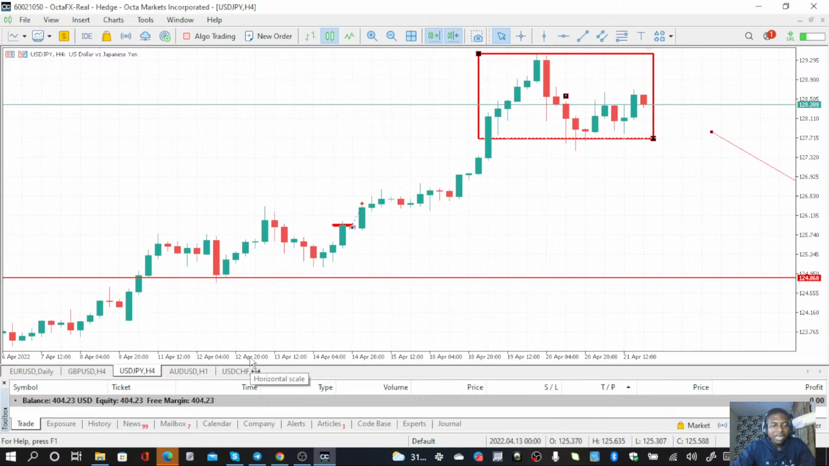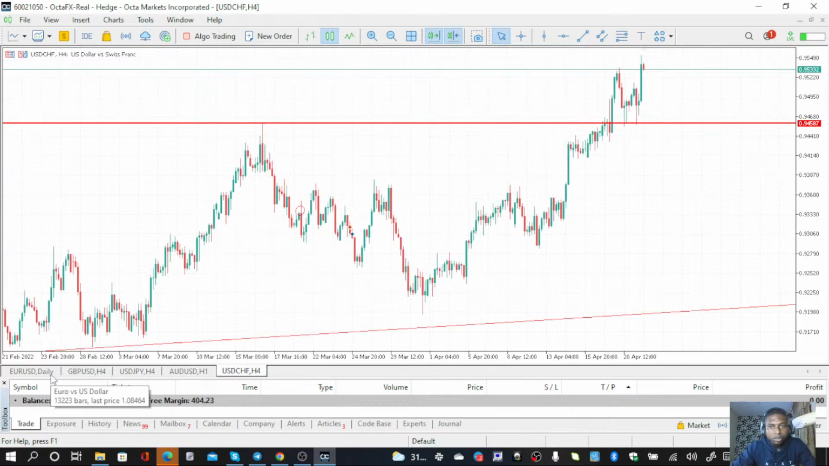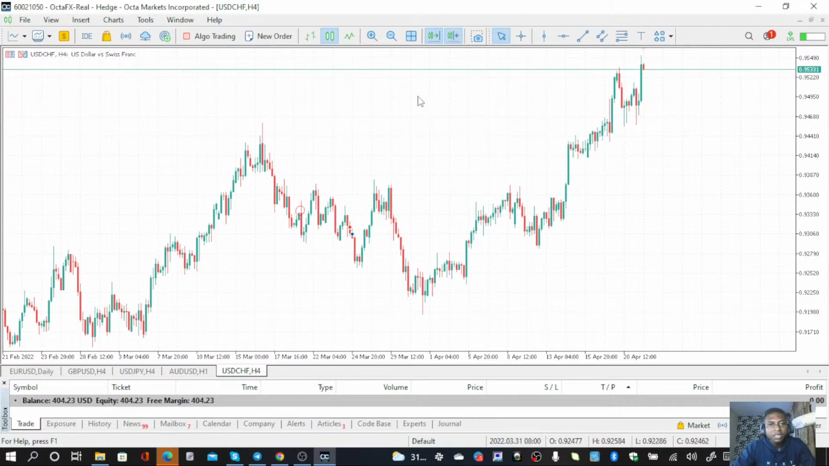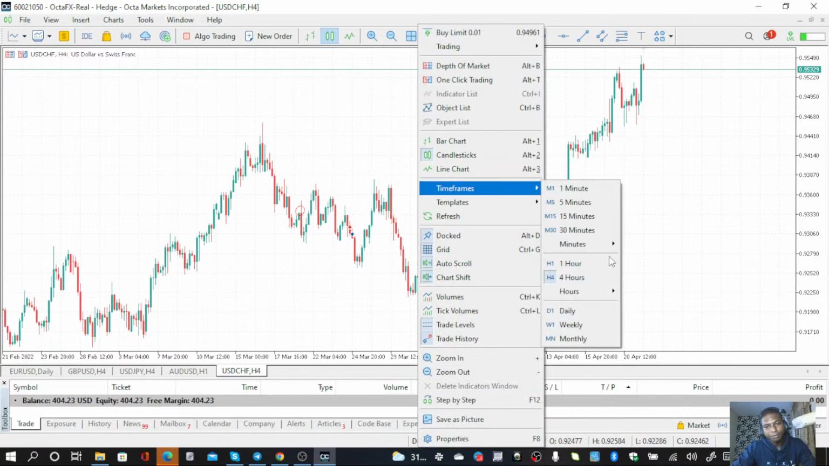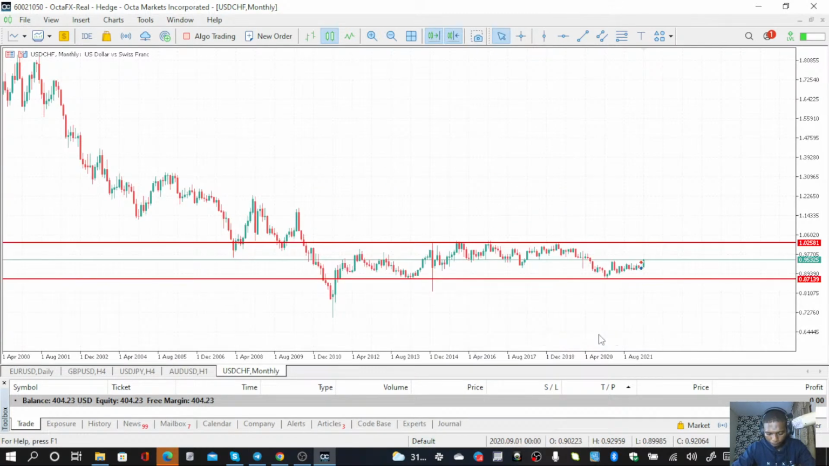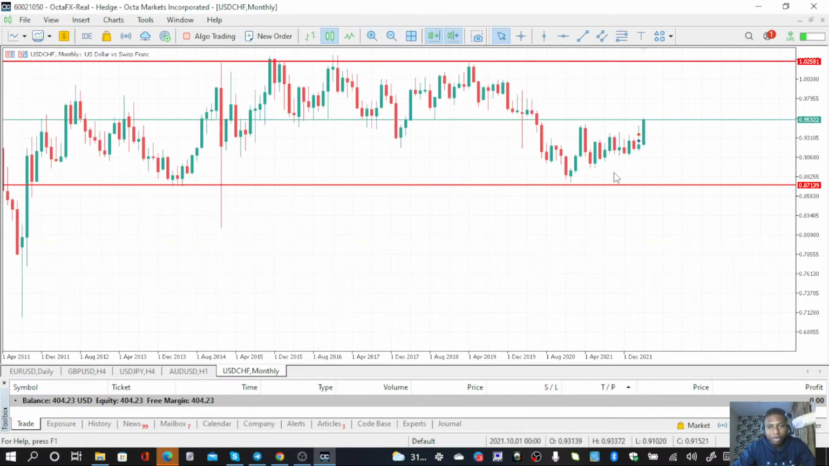Now, let's check out other trade opportunities on the USD CHF market. Now let's go to the monthly time frame. On the monthly time frame, we can see what's happening. It's so clear that the market has been in consolidation for years. Now, let's zoom closely to see what the market is doing currently.